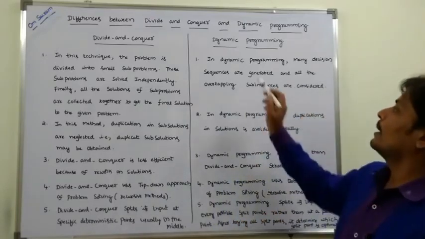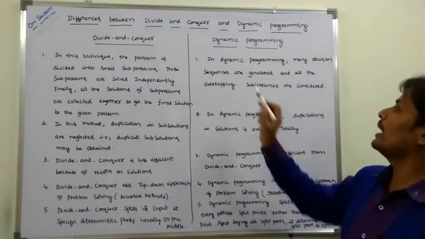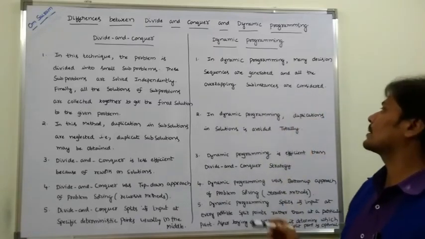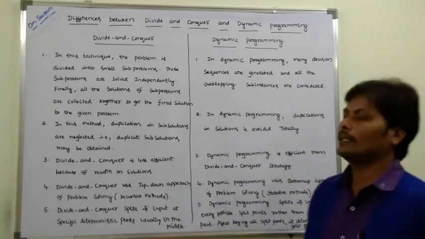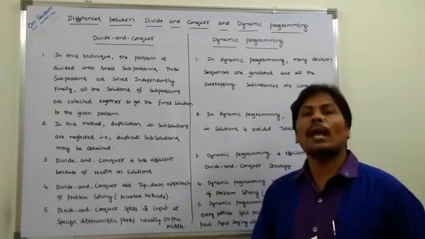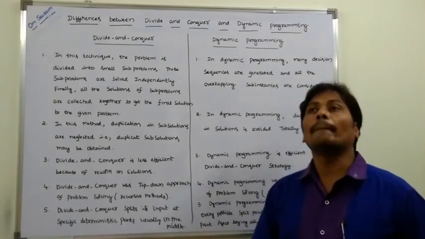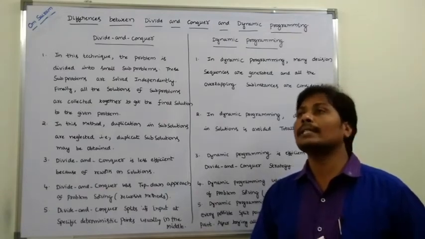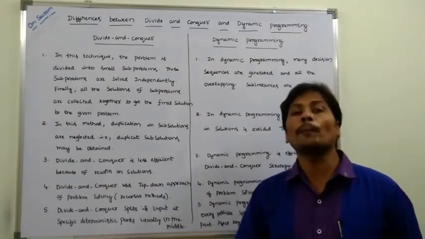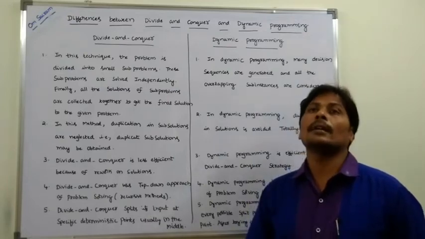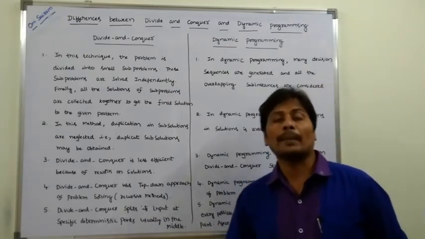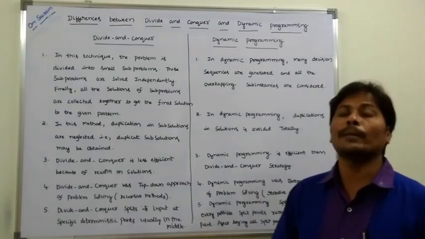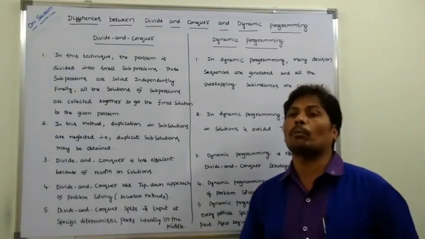Okay. Next, in dynamic programming, many decision sequences are generated and overlapping sub-instances are considered. So in dynamic programming, we can take many decisions at each and every stage. Each and every decision is an optimal decision, because the main purpose of dynamic programming is to get the optimal solution to the given problem.